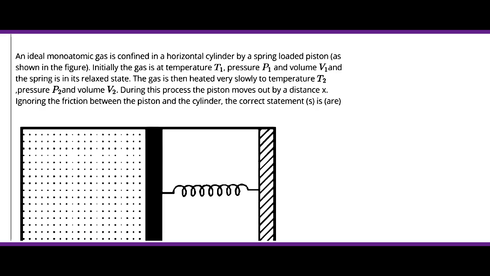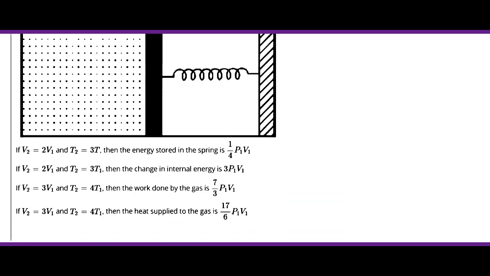Hello everyone. So the question is, an ideal monoatomic gas is confined in a horizontal cylinder by a spring loaded piston as shown in the figure. Initially the gas is at temperature T1, pressure P1 and volume V1, and the spring is in its relaxed state. The gas is then heated very slowly to the temperature T2, pressure P2 and volume V2. During this process, the piston moves out by a distance x. Ignoring the friction between the piston and the cylinder, the correct statement is or are.